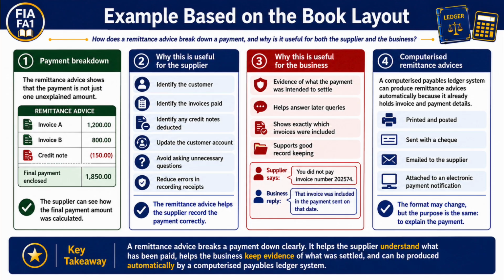Computerized remittance advices. A computerized payables ledger system can produce remittance advices automatically. This is useful because the system already holds the invoice and payment details. When the payment is prepared, the system can also print or produce the remittance advice. In modern systems, remittance advices may be printed and posted, printed and sent with a check, emailed to the supplier, attached to an electronic payment notification. The format may change, but the purpose is the same. The purpose is to explain the payment.